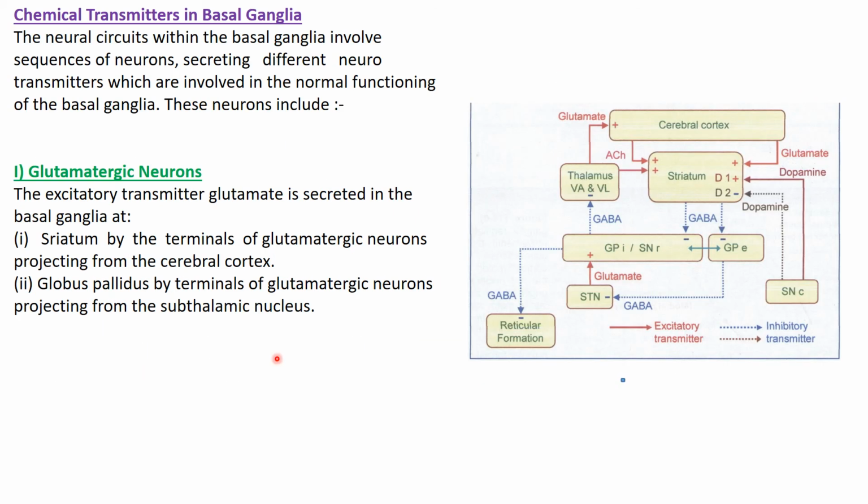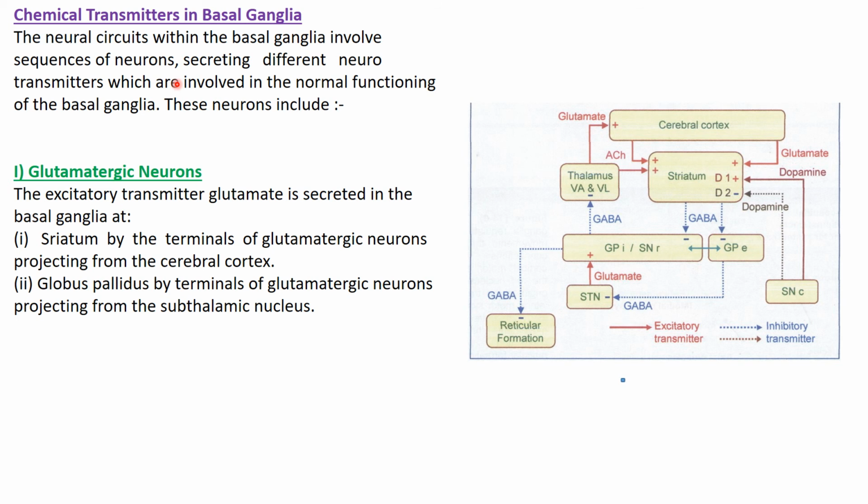Now we are going to look at the neurotransmitters secreted inside the basal ganglia. We have different types of neurotransmitters secreted in the basal ganglia, and we will start with the first type, which is glutamate, secreted from glutaminergic neurons.